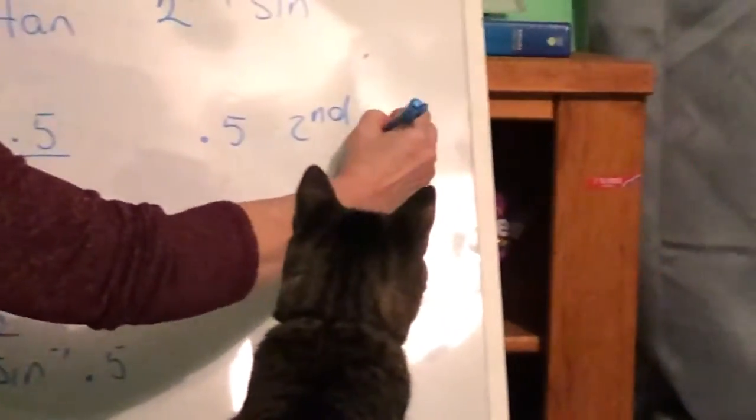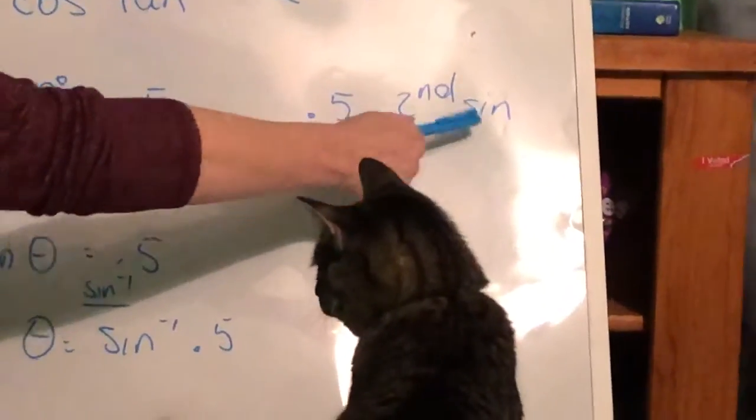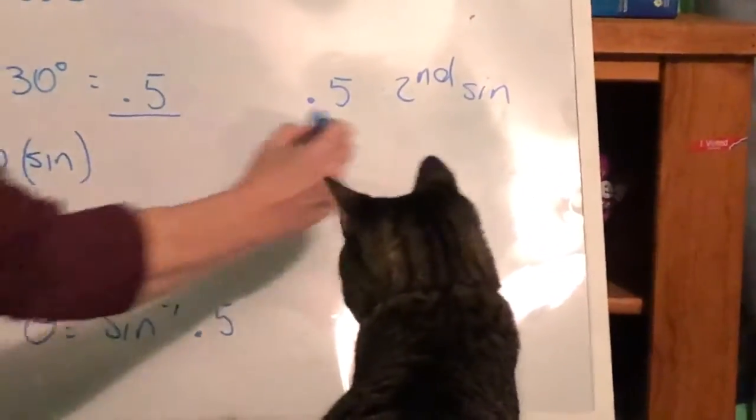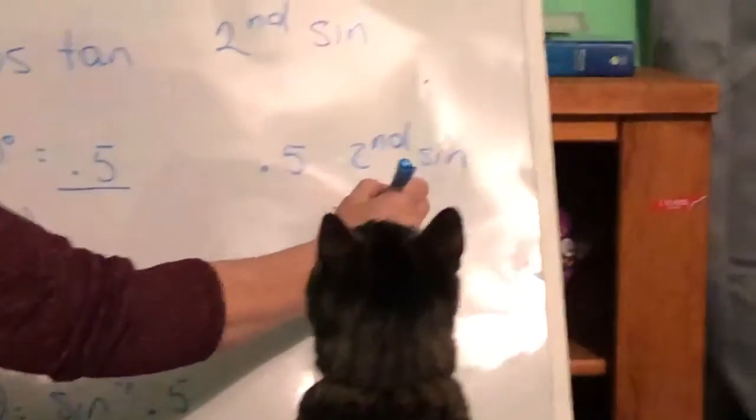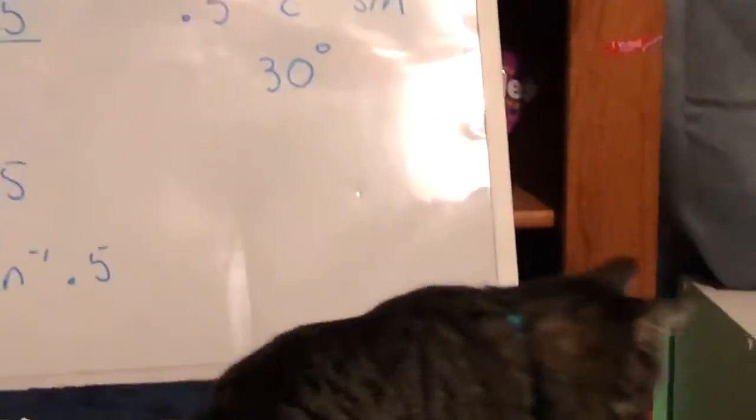Second sine. Okay, so 0.5, push the second button, and then the sine button, and you should get 30 degrees. All right, so test that out and see if it works.